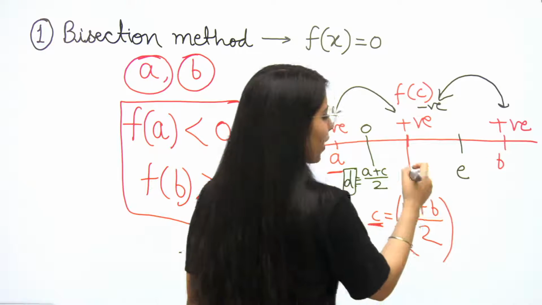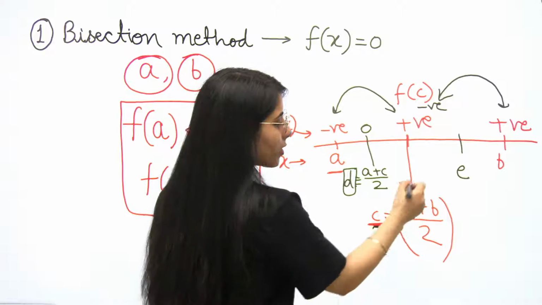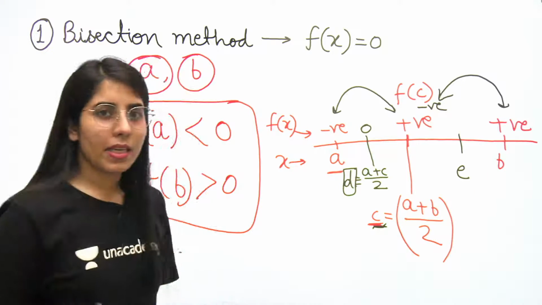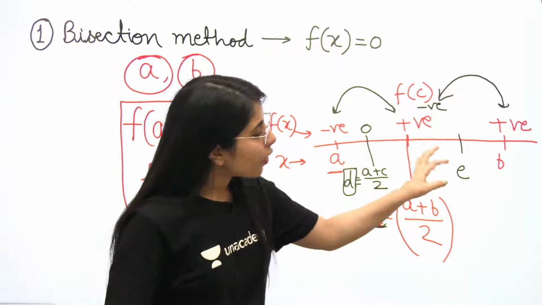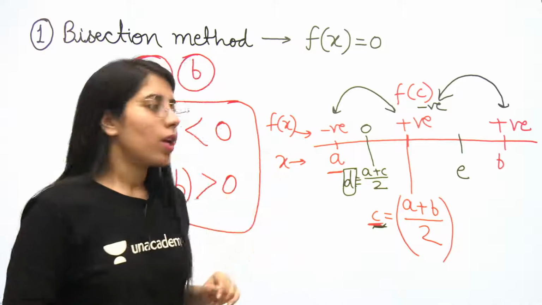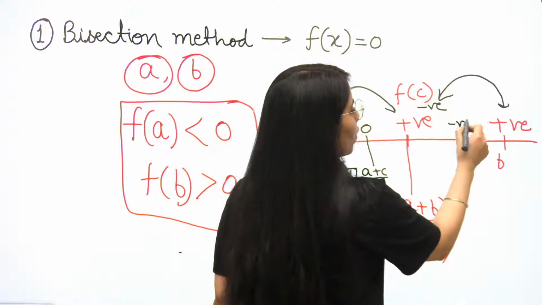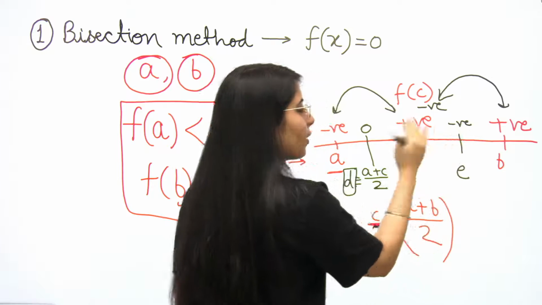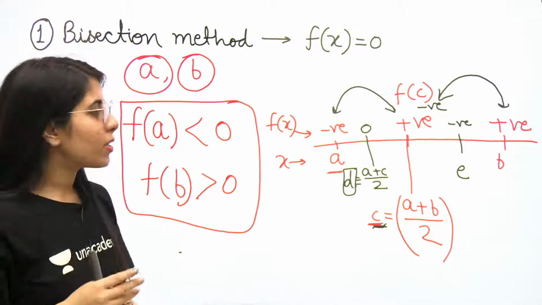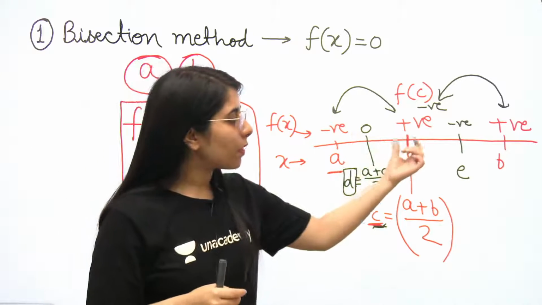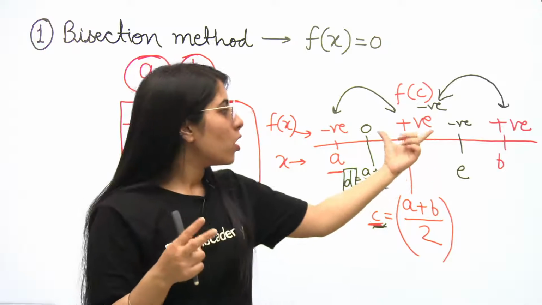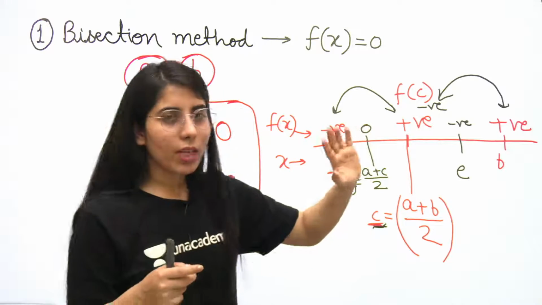In the same way you will find C plus B upon 2. Let's say that is E. And let's say the function's value at point E is negative. So when it is negative, what will you have to do? Negative and positive. Okay, then you will have to consider one negative and one positive value. That means two roots you will get there. So negative, positive, no. Have a look at this.